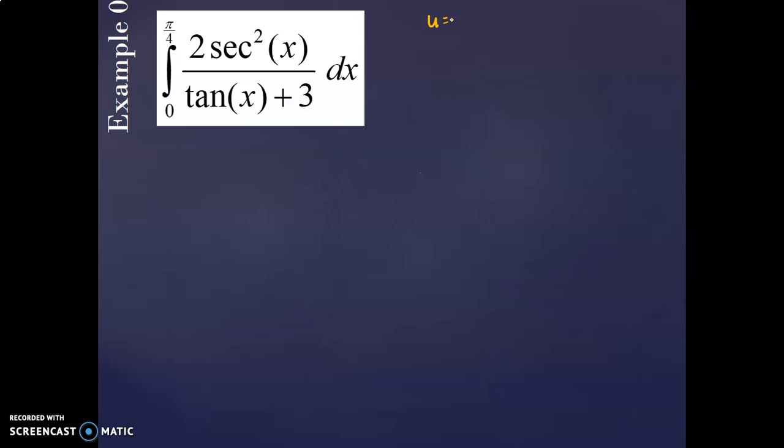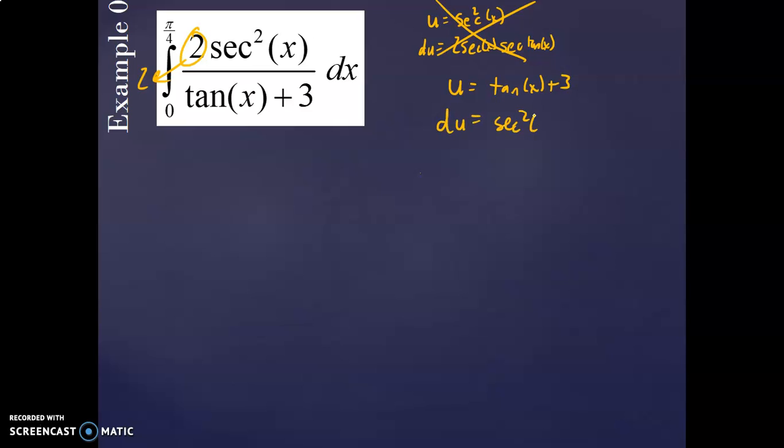So I could say, okay, well maybe u is secant squared of x. And I'm going to go ahead and move this 2 out front. I know I can deal with the constant easier if it's on the outside. If u was secant squared, my du would be 2 times secant of x, and the derivative of secant of x would be secant of x, tangent of x. So that's not going to help me get the tangent on the bottom. So that doesn't work. So let's try making the bottom be my u. So if u was tangent of x plus 3, my du would be secant squared of x, constant goes away, dx.